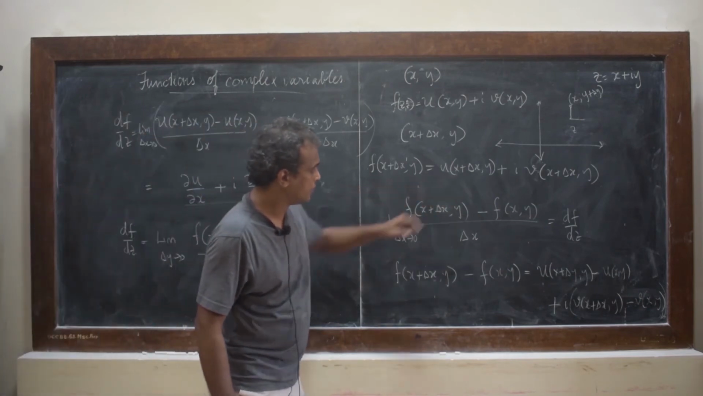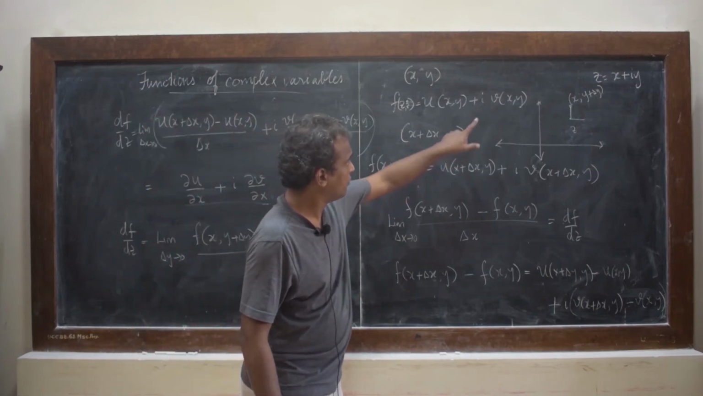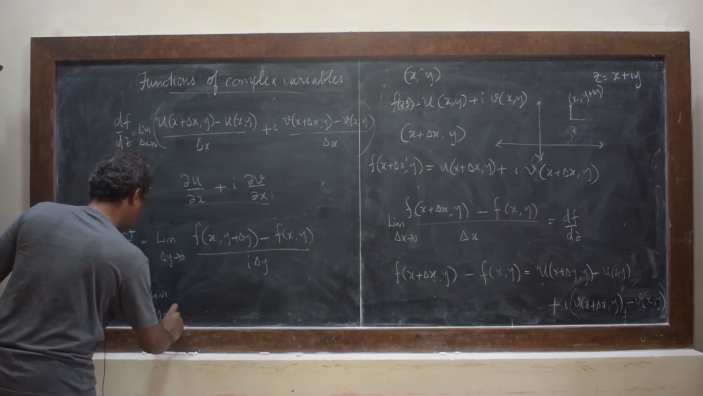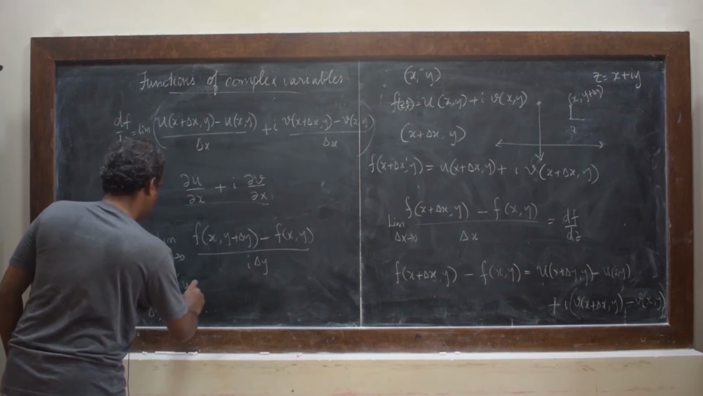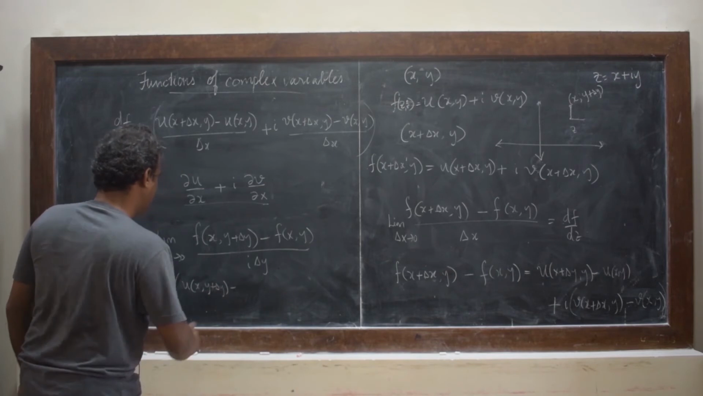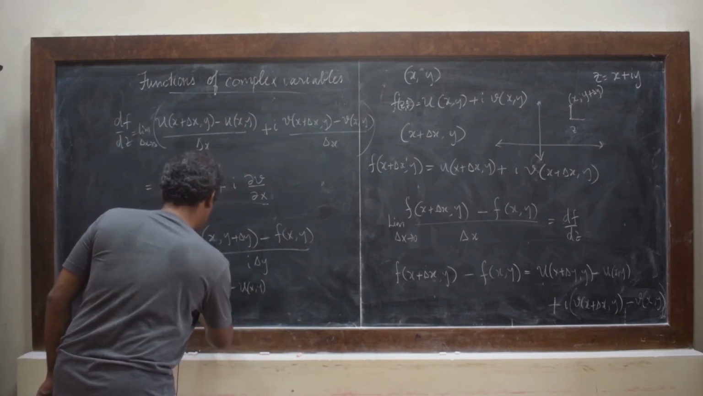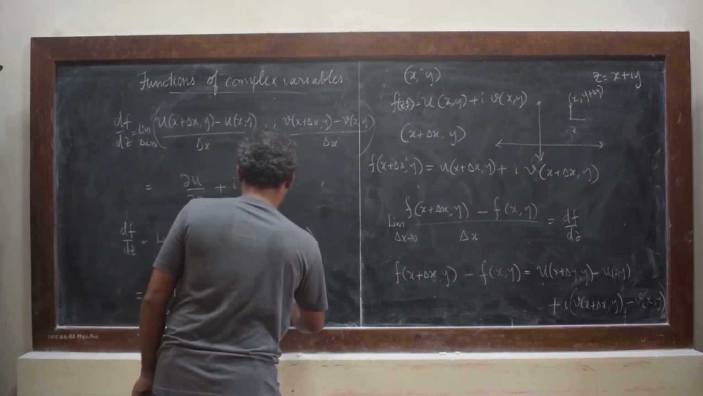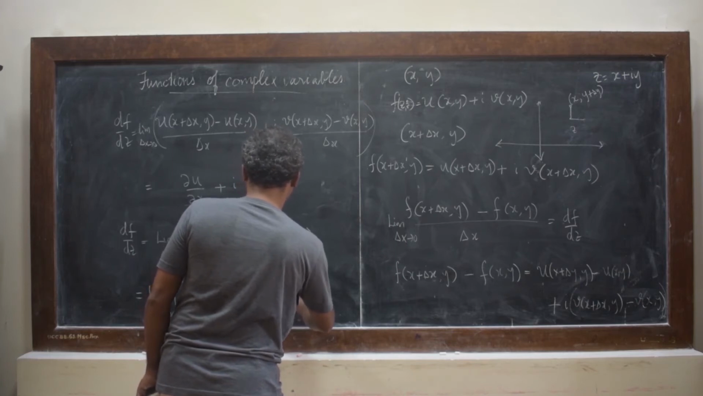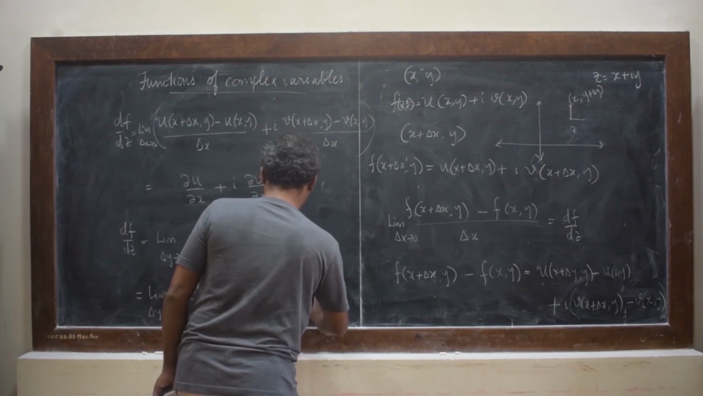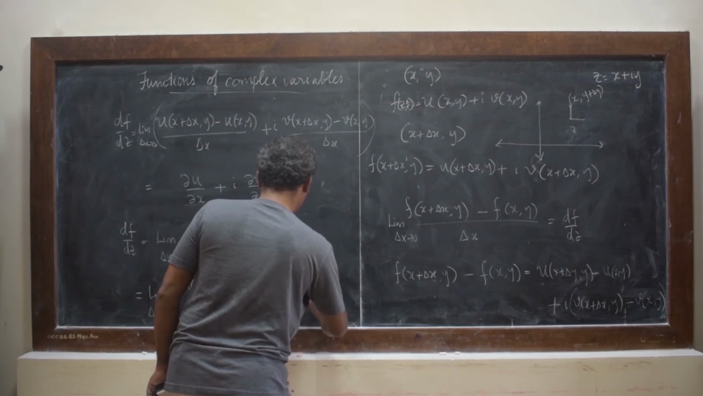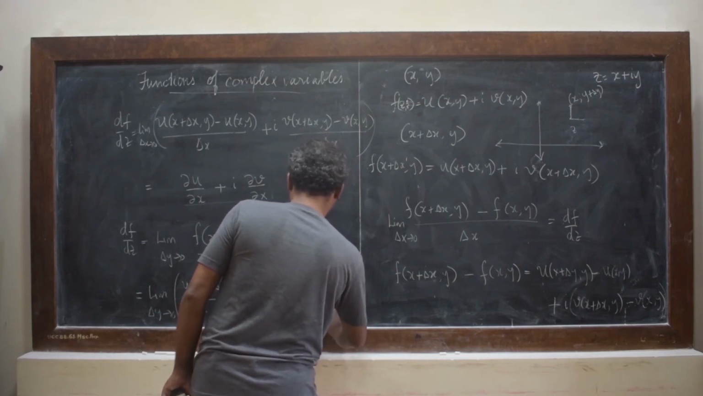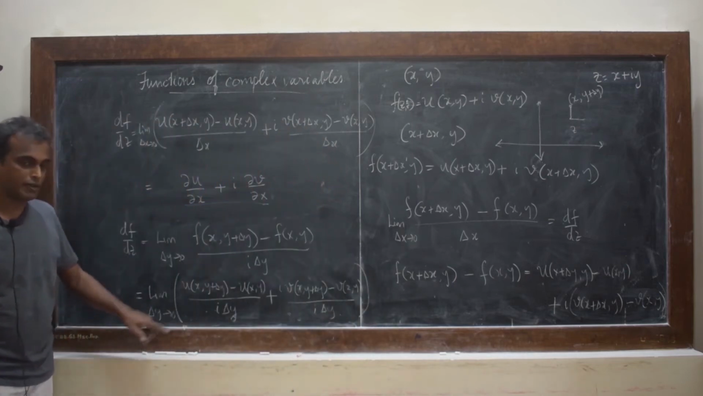Again we could use the form of f in terms of u and v and express this whole quantity as u at x comma y plus delta y minus u at x comma y over I times delta y, plus I times v at x comma y plus delta y minus v at x comma y over I delta y in the limit where delta y tends to 0.